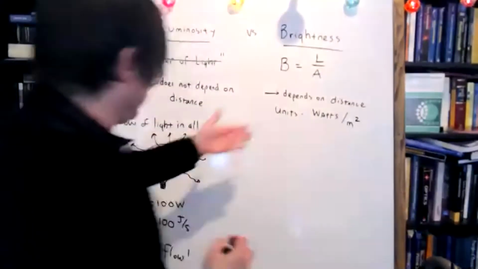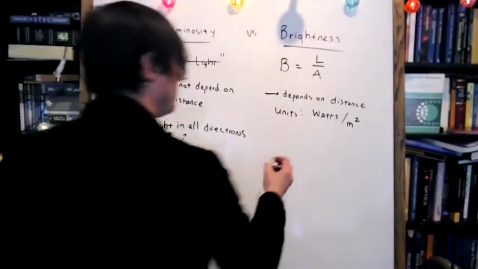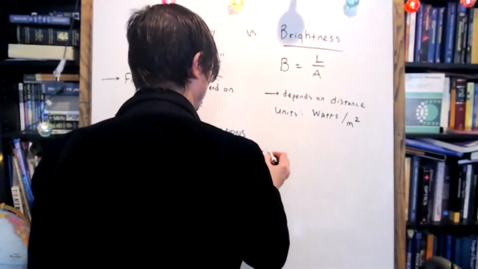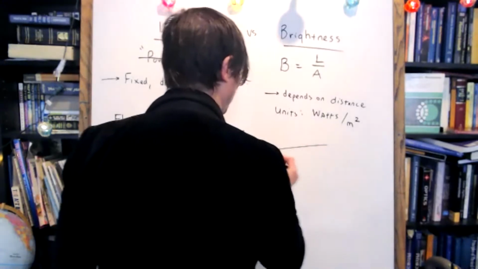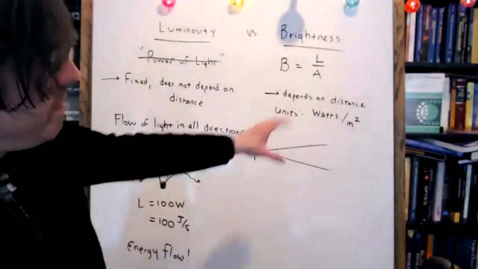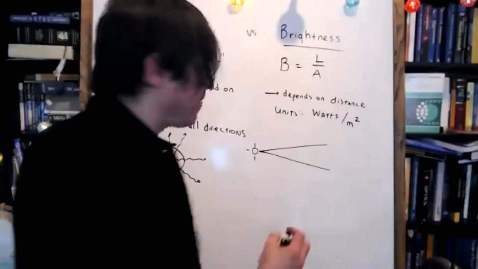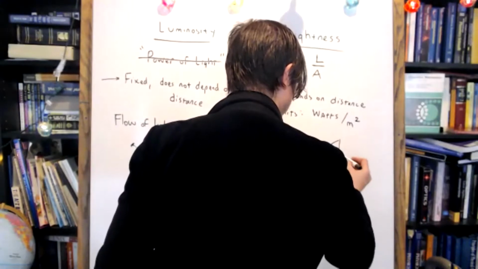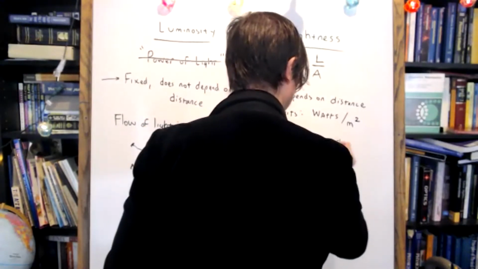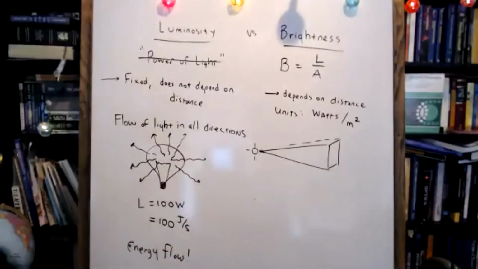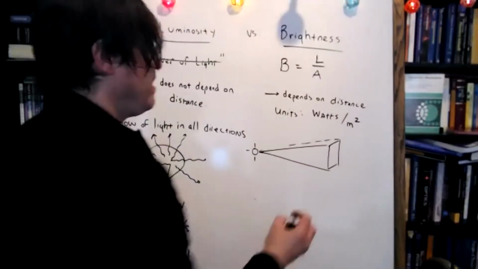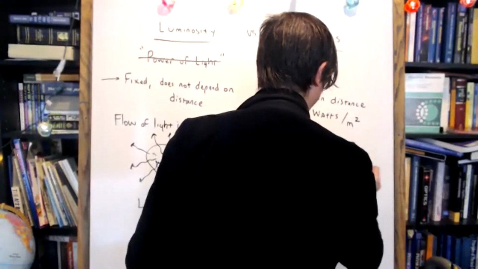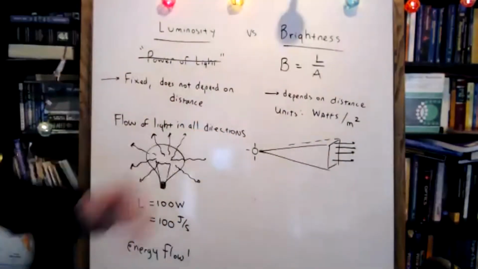So if we want to draw a picture, once again, a picture can help us understand brightness. You imagine a beam of light coming from your light source. So here's your light source, but you just focus on one little beam. I could make the panel circular or square, but I'm going to make it square because that's easier to draw. So you're focusing on some cone of light, and you're asking how many watts of light, how much energy flow, passes through a square meter some distance away.